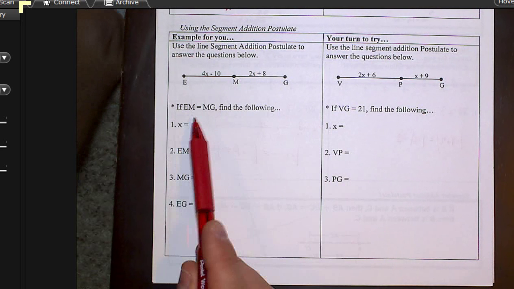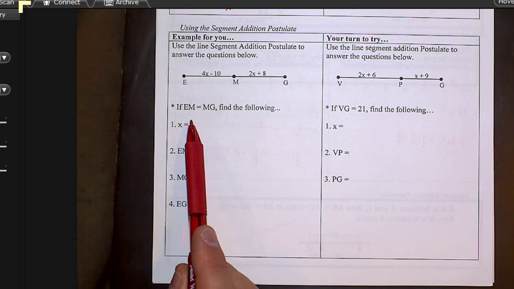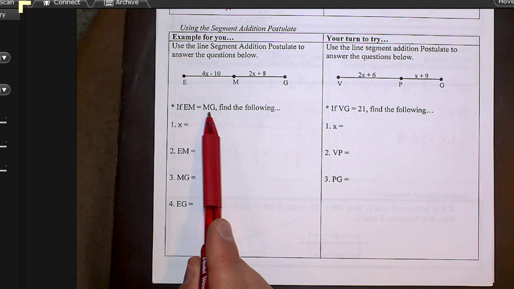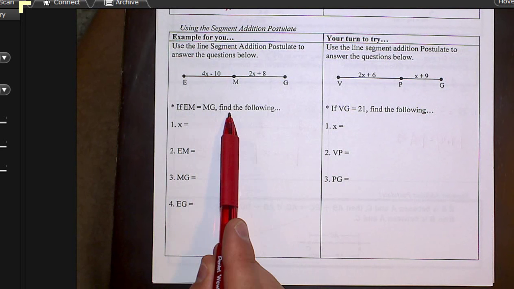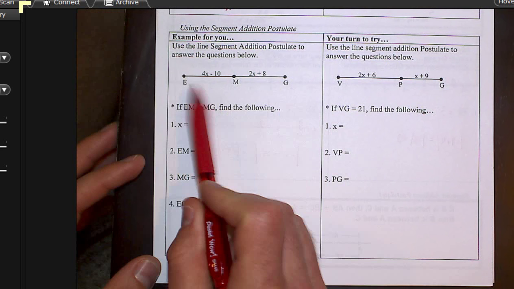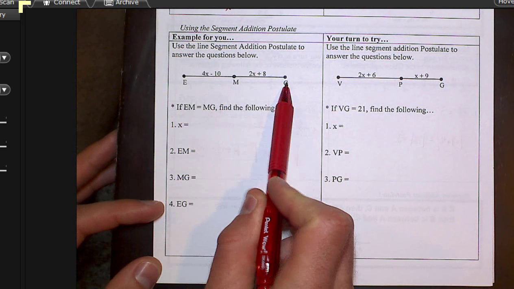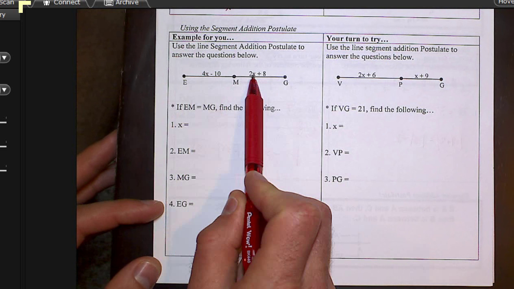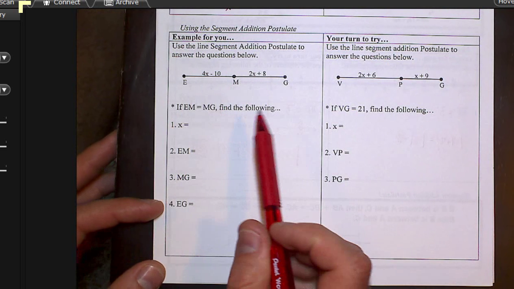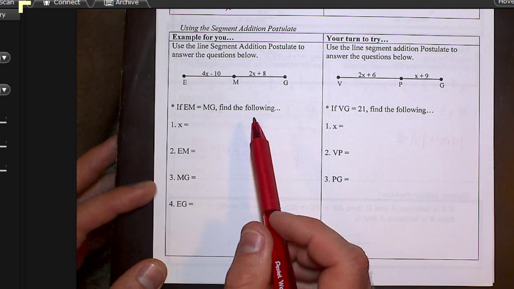Now, the directions are really important here. In the directions it says EM is equal to MG. This is very important information. It's going to allow you to set up the problem. If I know this distance from E to M is the exact same as M to G, then I know these two expressions have to be equal to each other, because EM equals MG. So that's exactly what we're going to do.